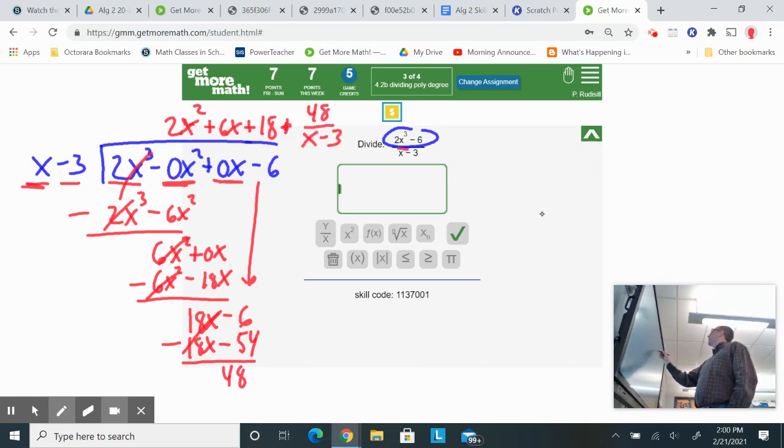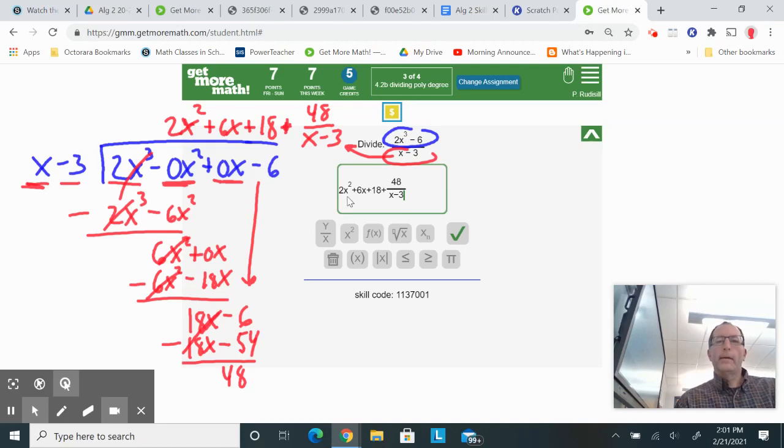And my divisor is my denominator. All right, typed it in. Let's see how we did.